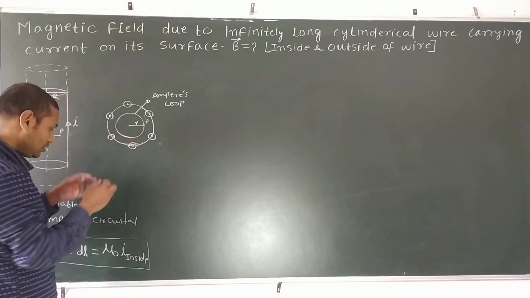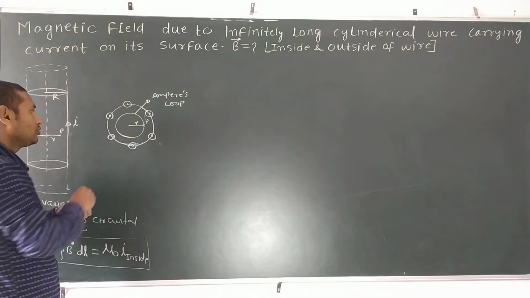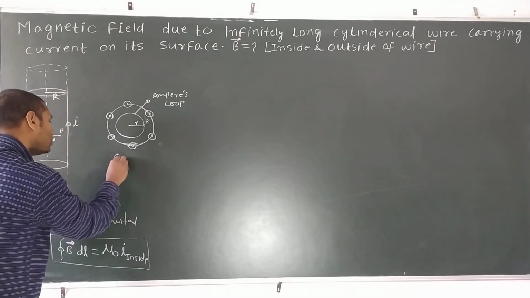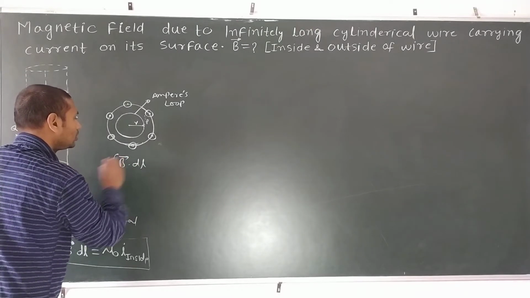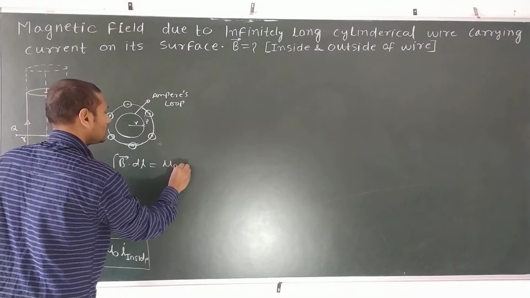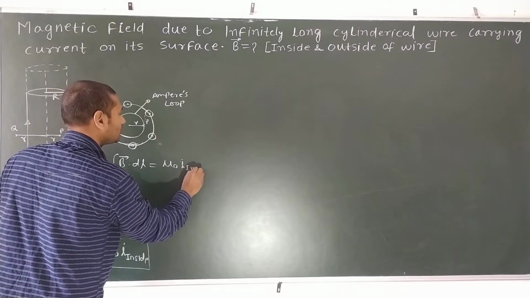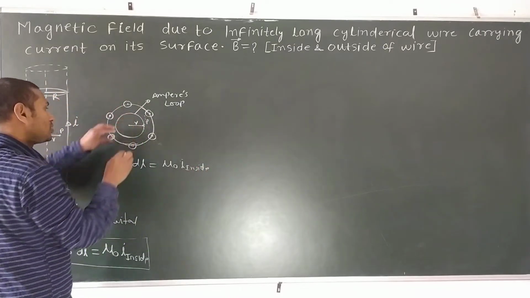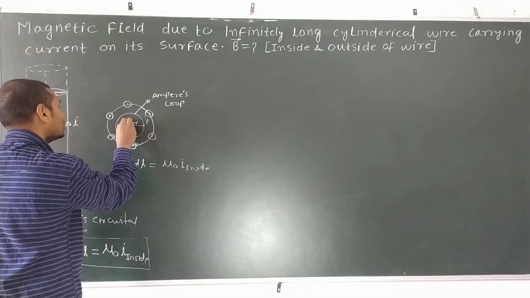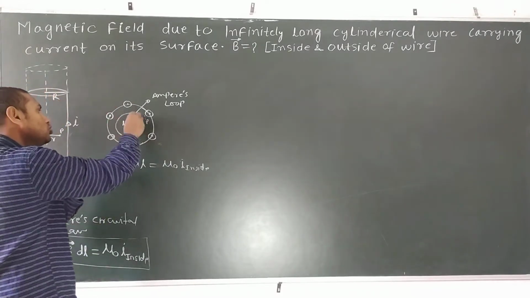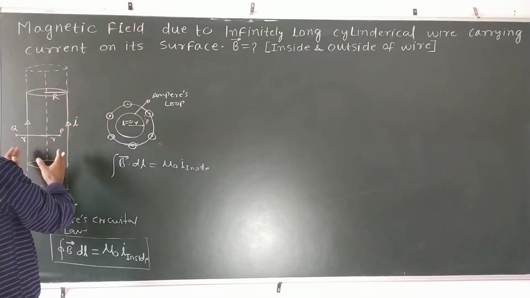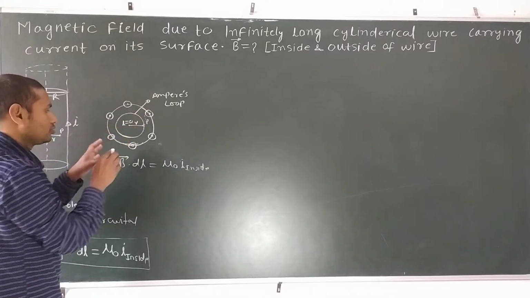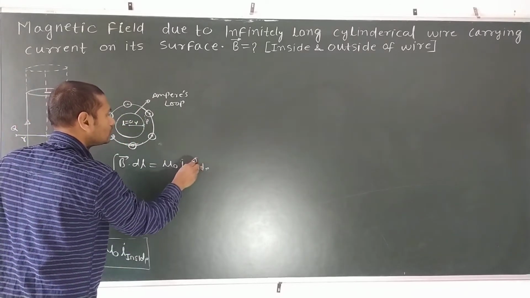We have to consider the current I inside, that is the current present inside of the loop. Here if you apply the formula, B dot dl equal to mu naught I inside, we see what amount of current is present in the loop. There is no current in that loop, so I is equal to 0. All the current is only on the surface of the wire, so the current is outside of the loop, not inside.